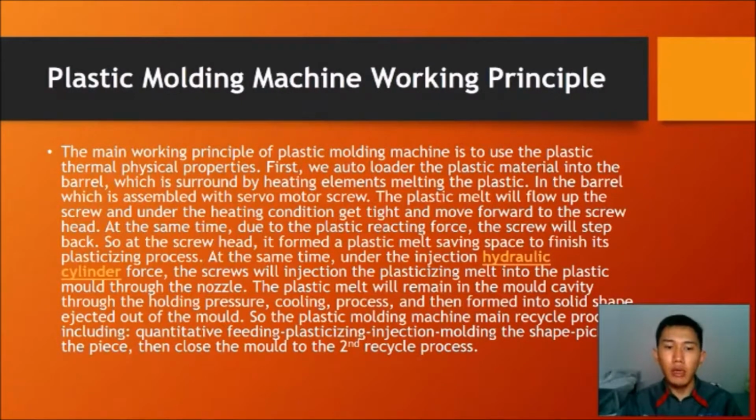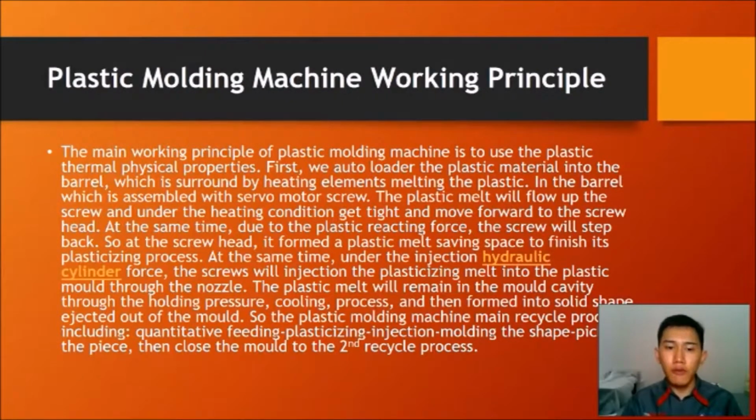First, the autoloader feeds plastic material into the barrel, which is surrounded by a heating element that melts the plastic. In the barrel, which is assembled with a servo motor screw, the plastic melt will flow up the screw and under the heating condition get tight and move forward to the screw head. At the same time, due to the plastic reacting force, the screw will step back. So at the screw head, it forms a plastic melt storage space to finish its plasticizing process.